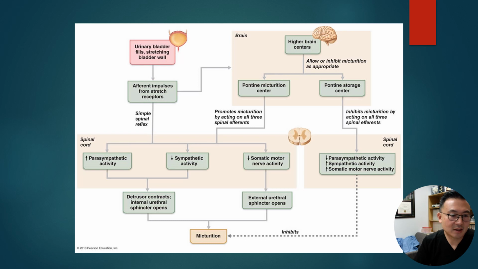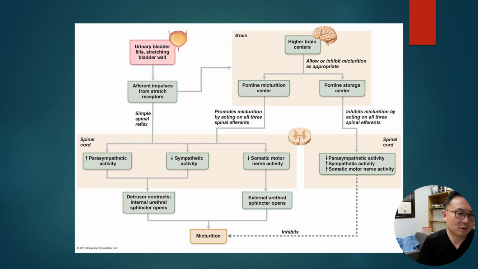This schematic shows the different nerve activity during storage and voiding, and I think it serves as a good, basic review. However, I do think this diagram will be helpful for some in-service questions. I do recall seeing in-service questions like, during voiding, what happens to parasympathetic, sympathetic, and somatic motor activity.